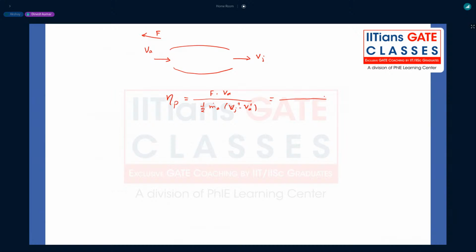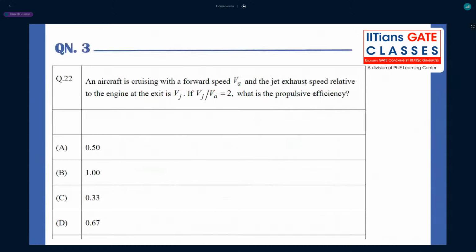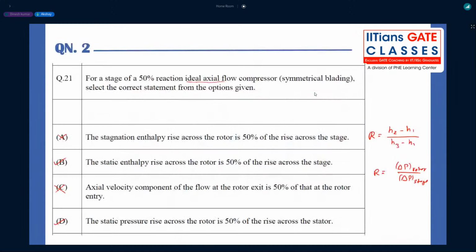One minute, Akshay. There is one concern. One person is saying only option D is wrong. Can you go back? Sorry to interrupt. Question number? They're mentioning question 21, right? Yes, question number 21.